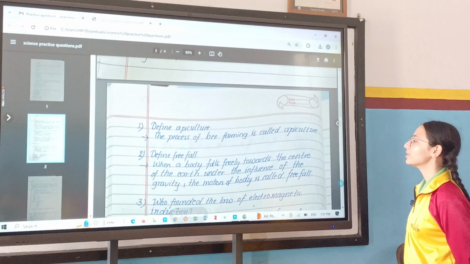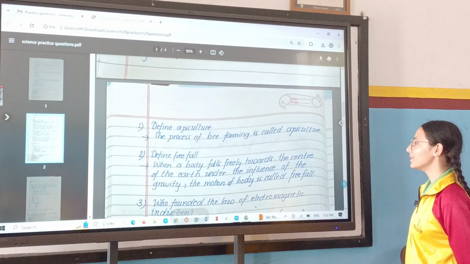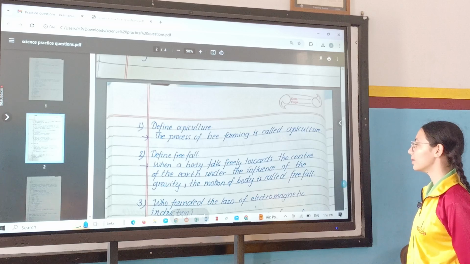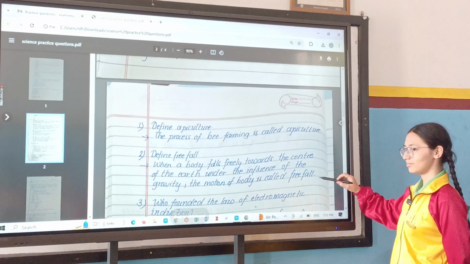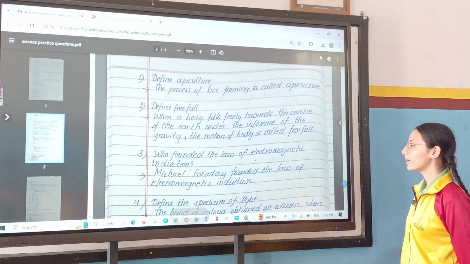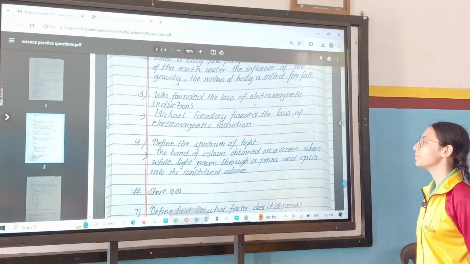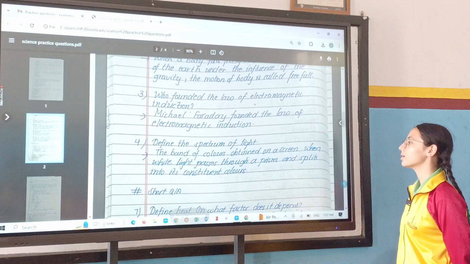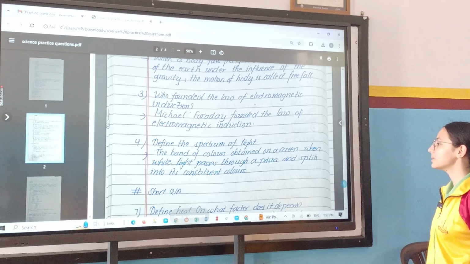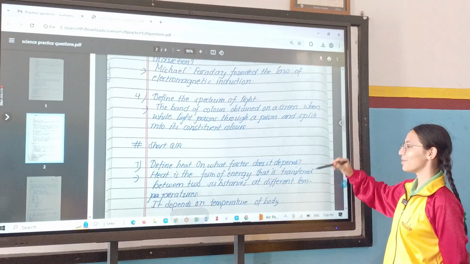Define apiculture. The process of bee farming is called apiculture. Define free fall. When a body falls freely towards the center of the earth under the influence of gravity, the motion of the body is called free fall. Who founded the law of electromagnetic induction? Michael Faraday founded the law of electromagnetic induction. Define the spectrum of light. The band of colors obtained on a screen when white light passes through a prism and splits into its constituent colors is called the spectrum of light.